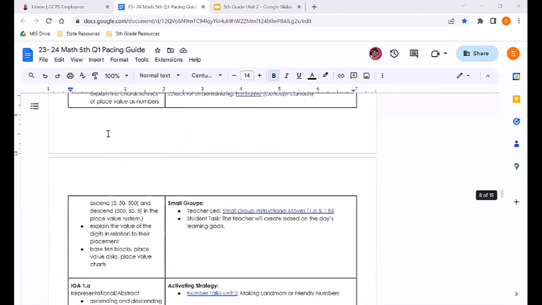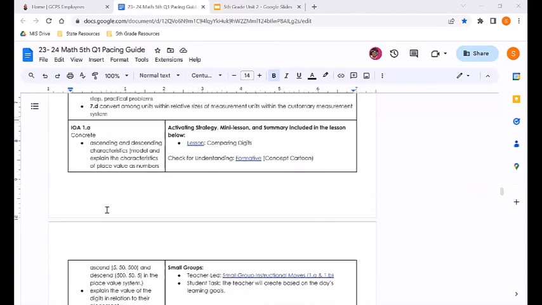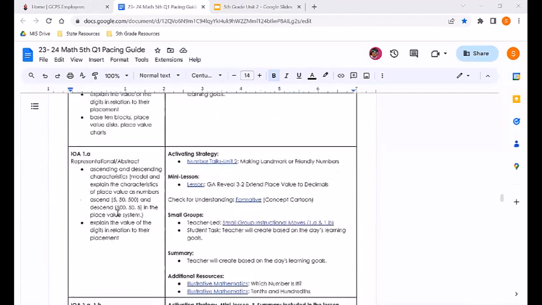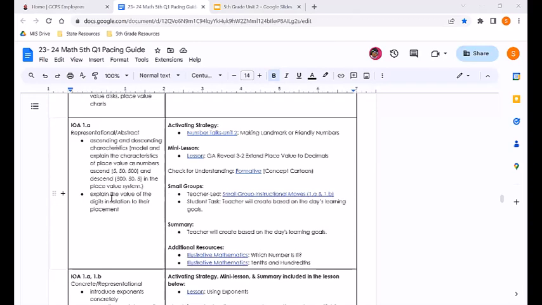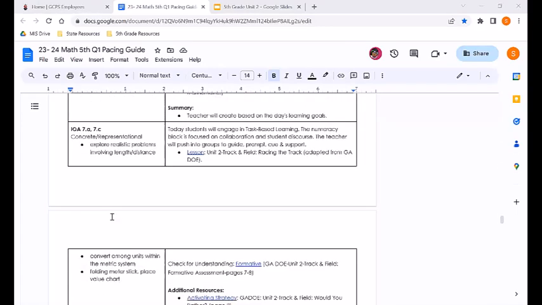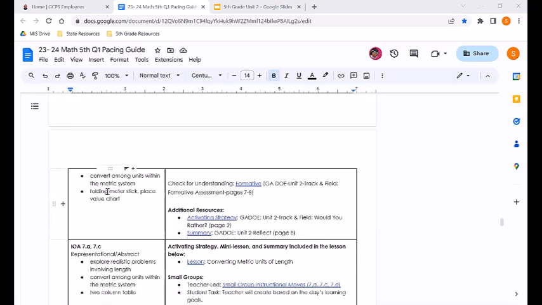Take note of the bullets on the right side of the pacing guide. These show the learning progression of the AKS and IOAs for each unit and the suggested manipulatives and tools needed. For Unit 2, you will need base 10 blocks and/or place value disks for IOAs 1A and 1B. For IOAs 7A, 7C, and 7D, you will need a variety of measurement tools, which are listed on the left side of the pacing guide for each given day.